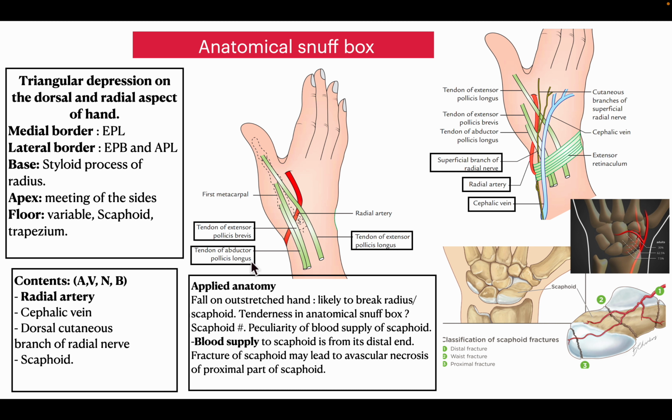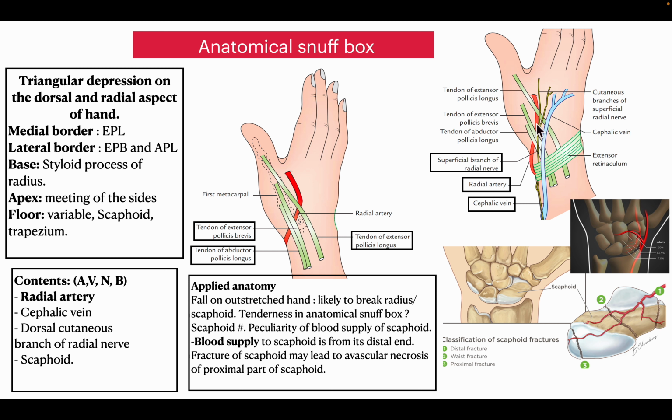The base is formed by the styloid process of the radius bone. The apex is formed by the meeting of the two sides, that is, the medial border and the lateral border. The floor is variable. It can be formed by the scaphoid bone or the trapezium bone. We can see here in the diagram. So these all are the contents of the anatomical snuff box.